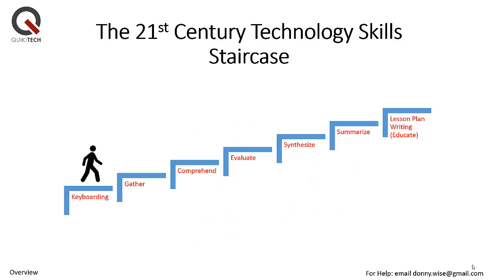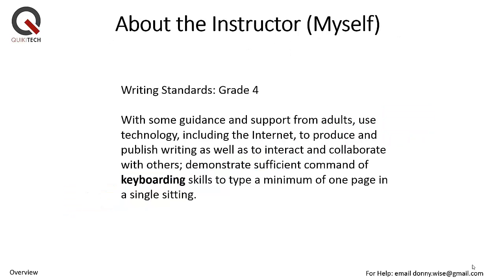Well, you might say, okay, looking at this technology staircase, I saw the words gather, comprehend, evaluate, synthesize, and summarize. I didn't see that first step, keyboarding. Where's that located? Well, it's interesting. That also is located in the Common Core Standards. Particularly if you look at 4th grade, it says this: with some guidance and support from adults, use technology, including the internet, to produce and publish writing, as well as to interact and collaborate with others. Demonstrate sufficient command of keyboarding skills to type a minimum of 1 page in a single setting. This type of phrase is used at different levels. I think once you get to sixth grade, they have to be able to type 3 pages in a single setting.